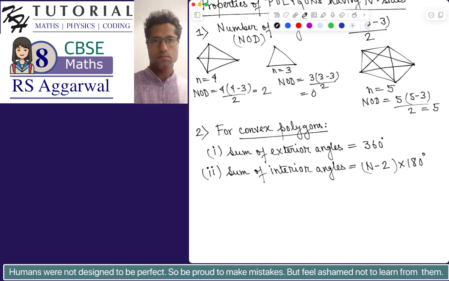So in any convex polygon having n number of sides, the sum of exterior angles is always equal to 360 degrees, irrespective of the number of sides of the polygon. As you can see, this is important: the sum of the exterior angles of a convex polygon is always 360 degrees.